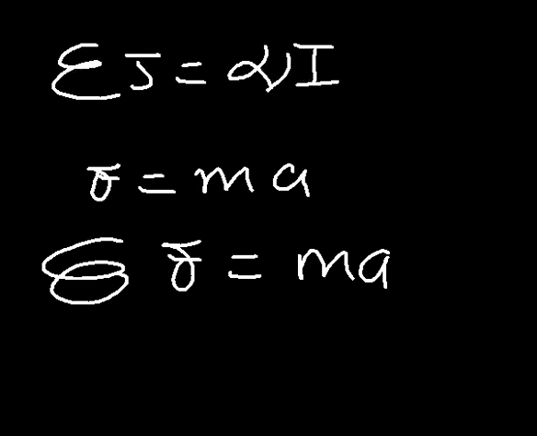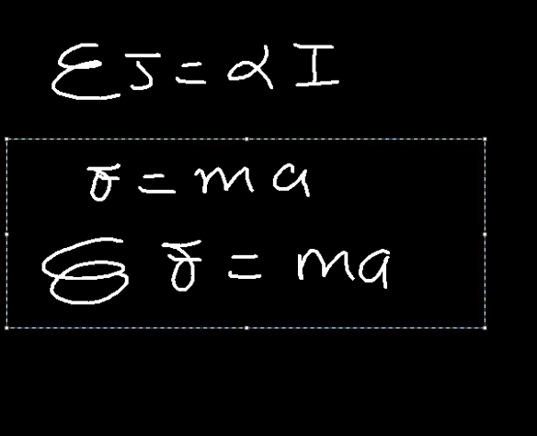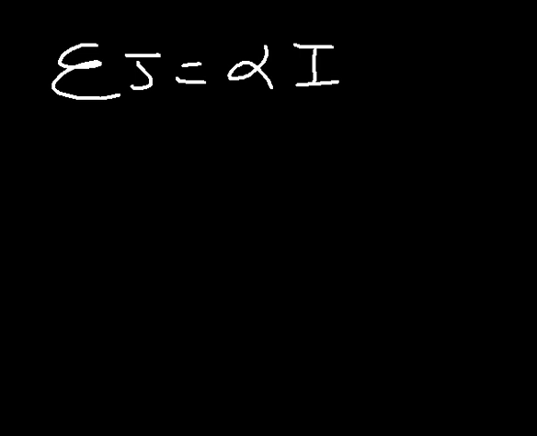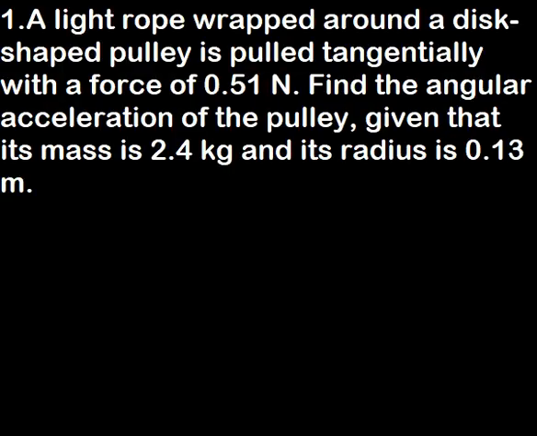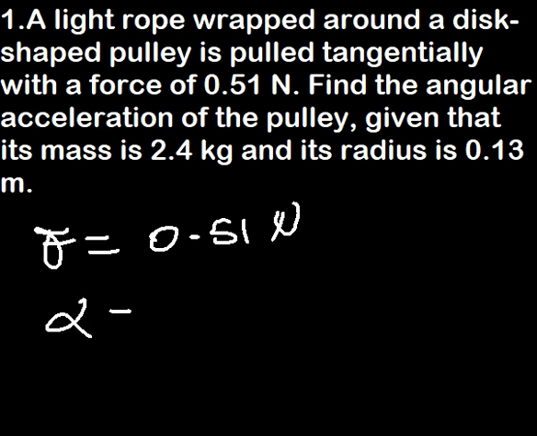So the value of the angular acceleration can be obtained using different formulas from the way we discussed the rotational kinematics. Let's see some typical examples you have to expect. Now let's say this is the question. A rope wrapped around a disc-shaped buoy is pulled tangentially with a force of 0.51 newtons. Define the angular acceleration.